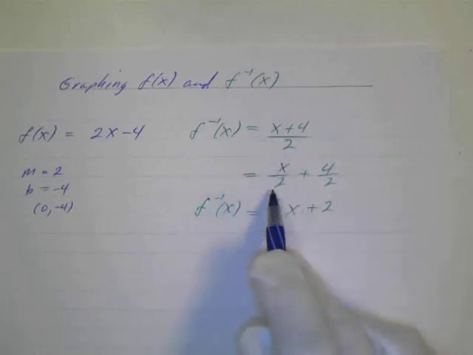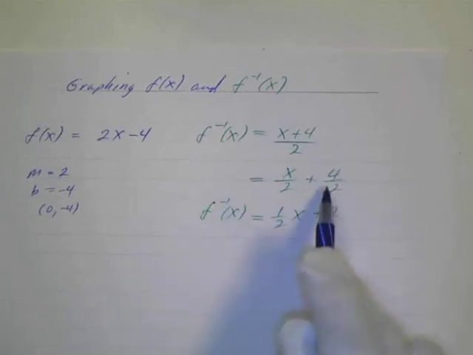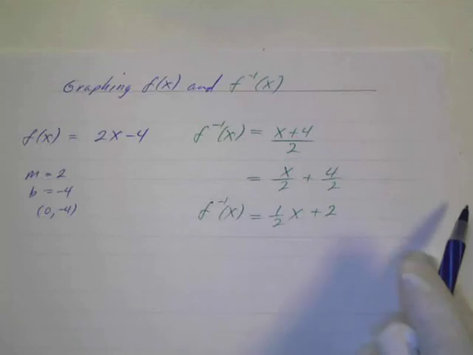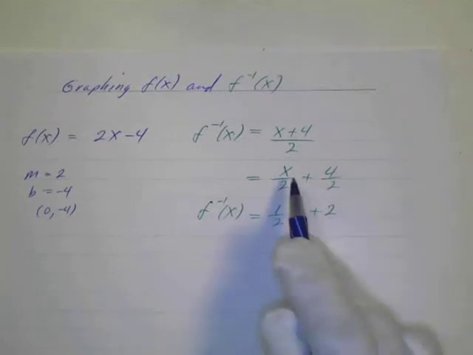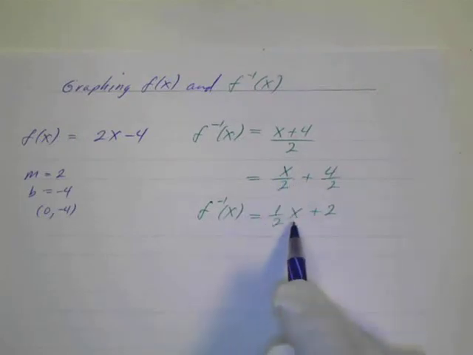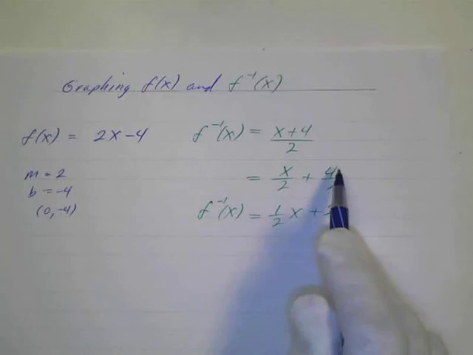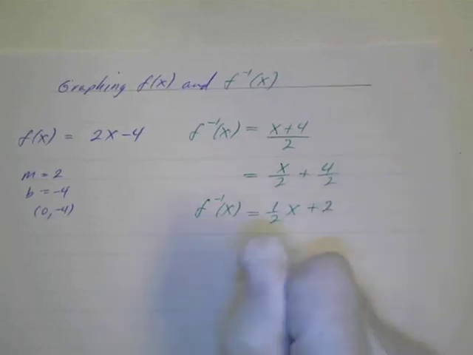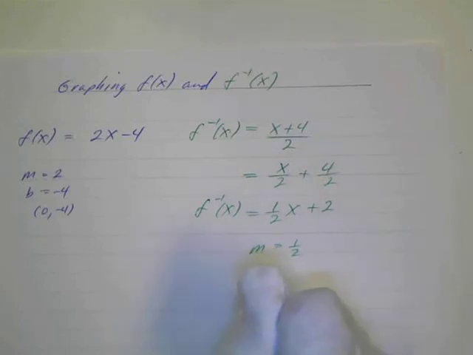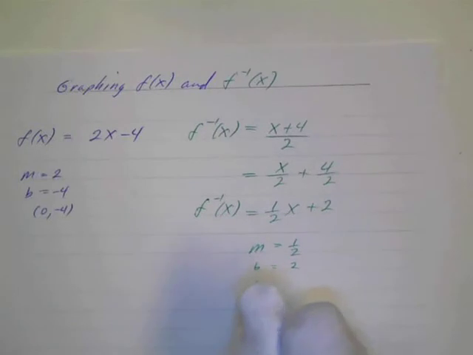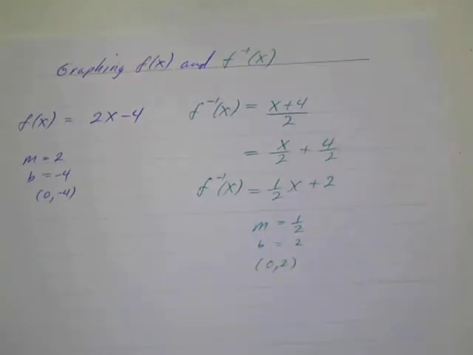I wrote x over 2 plus 4 over 2. We can do that. This is a common denominator, so we're kind of going backwards. And then x over 2 is the same thing as 1/2 times x. And then 4 over 2 is 2. So now I have this in slope-intercept form, and I can tell that the slope is equal to 1/2, and b, in this case, would be equal to 2. That means it goes through the point 0, 2. So let's graph both these and see what they look like.